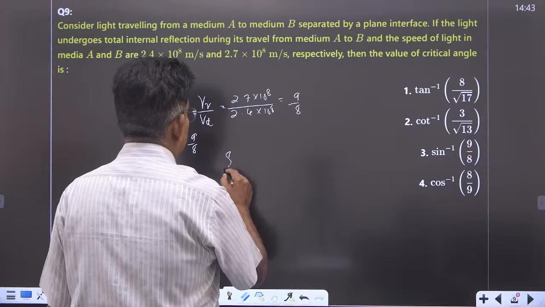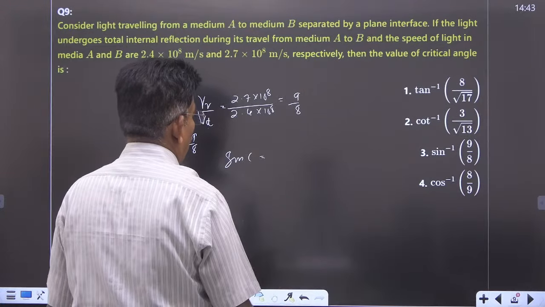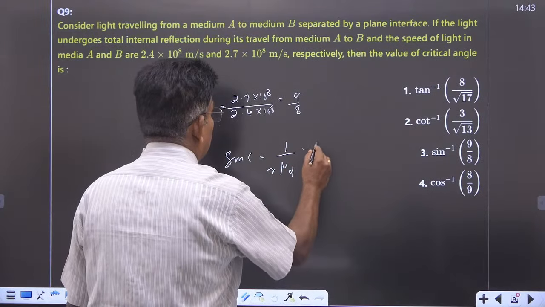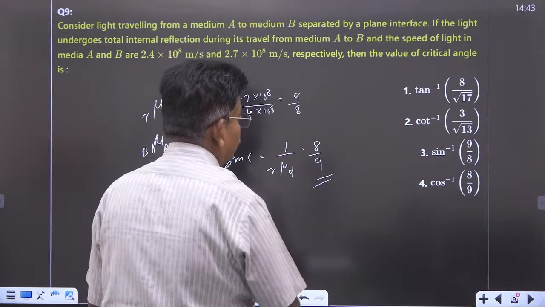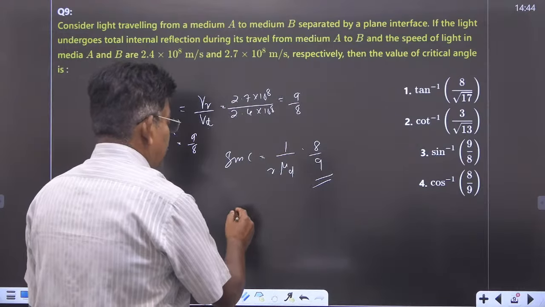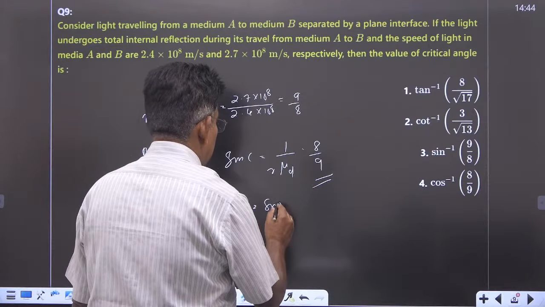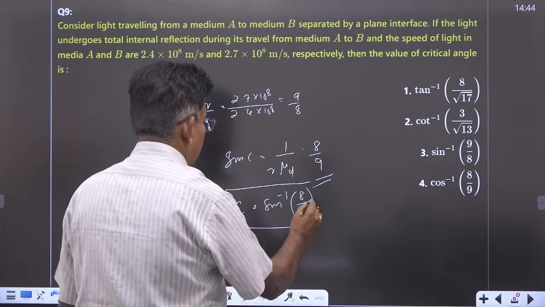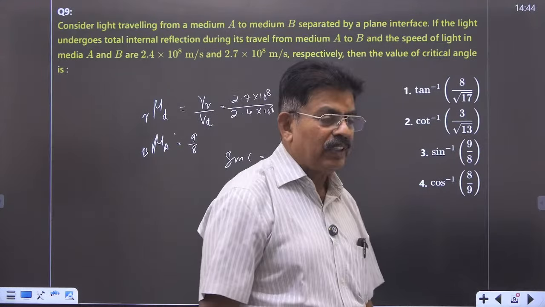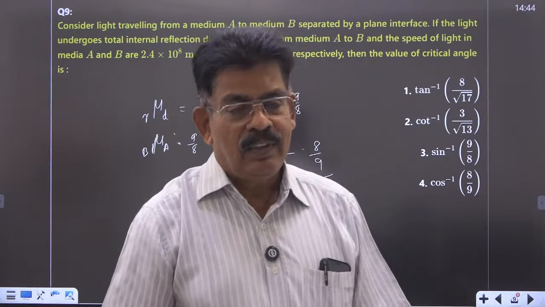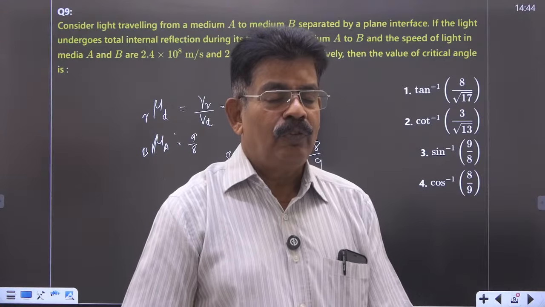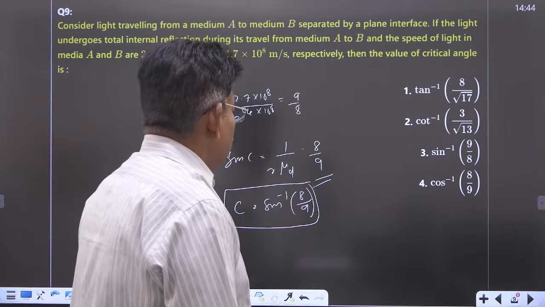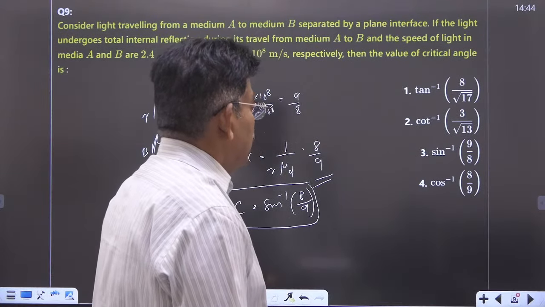Now we have to calculate the critical angle. Sin C is equal to 1 by the refractive index of rarer to denser, that is 8 by 9. So C is sine inverse 8 by 9. One thing we know, it cannot be 9 by 8, because sine or cosine value of any angle cannot be more than 1. So look whether we have the answer. No, we don't have sine inverse 8 by 9.